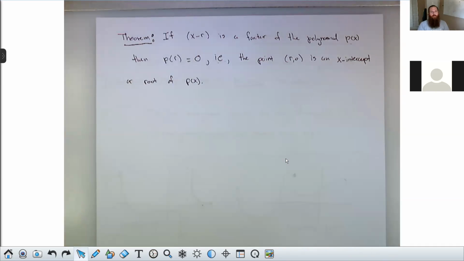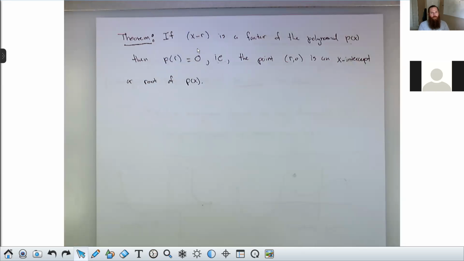Another word for x-intercept is root or 0. I don't like to use the word solution there because solutions are things that equations have. Polynomials are functions, not equations. You set a polynomial equal to 0, then you've got a solution, but we discuss roots in other settings also. So roots or x-intercepts, whatever you want to call them, places where the function is 0, those come from factors.